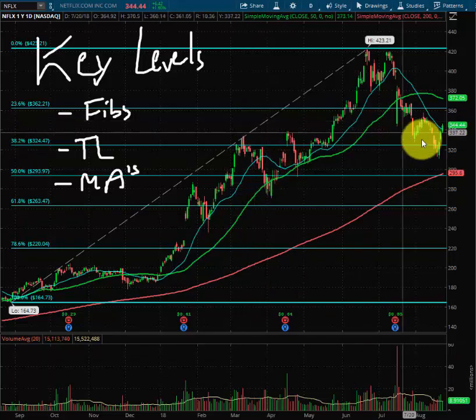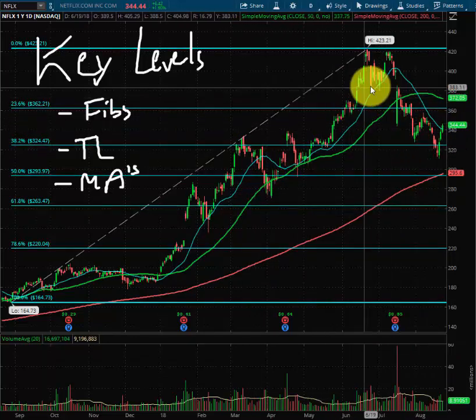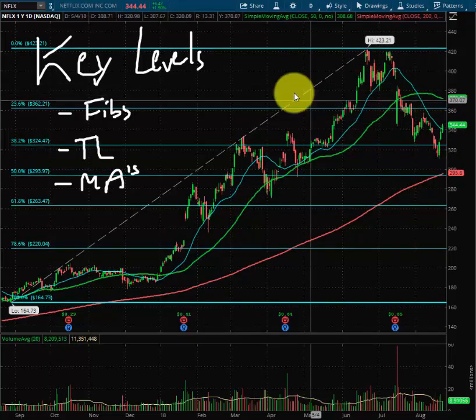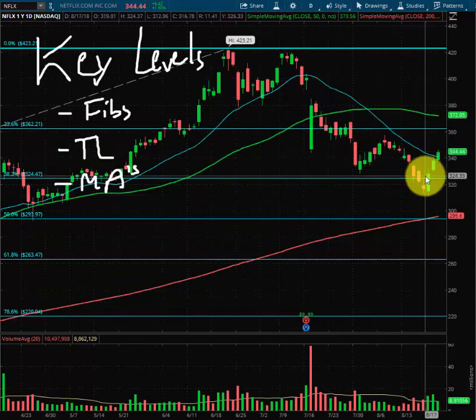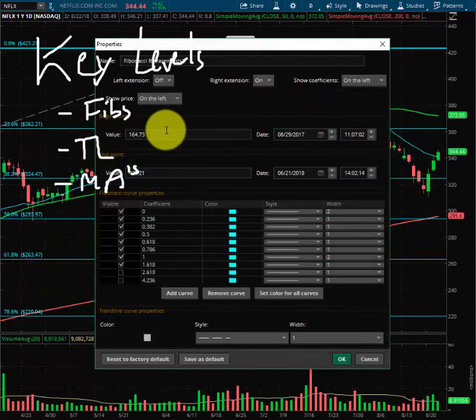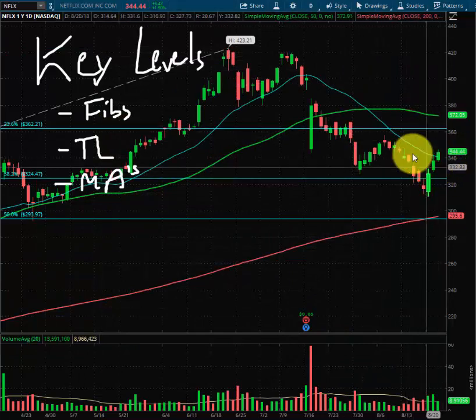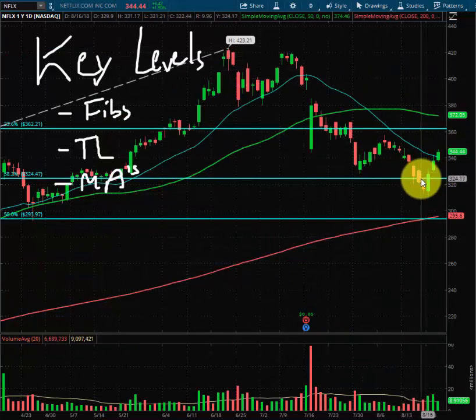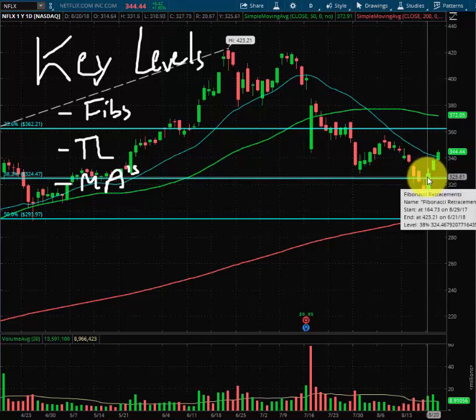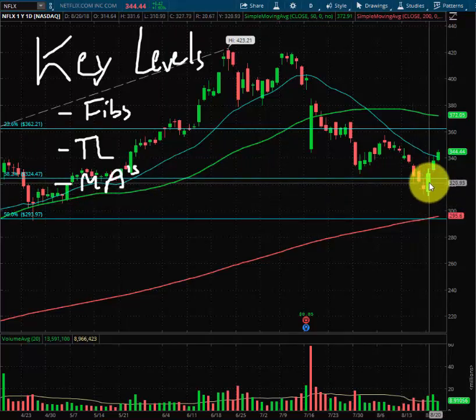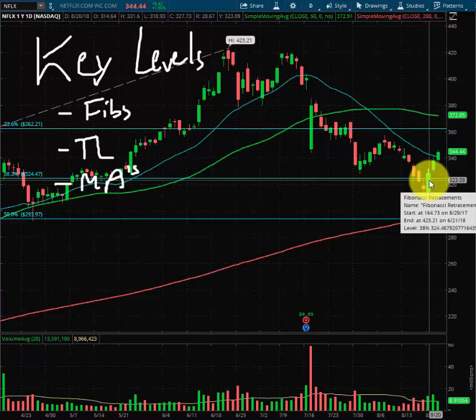All right. So looking at this Netflix chart, you could see that Netflix had a pretty significant drop off post earnings. And we came all the way down. The only nearby fibs that are relevant are these. The ones that I left checked. They're the only nearby ones. And Netflix tested this key daily fib at 324.47. Okay, this Fibonacci retracement. And reclaimed it by the end of the day.